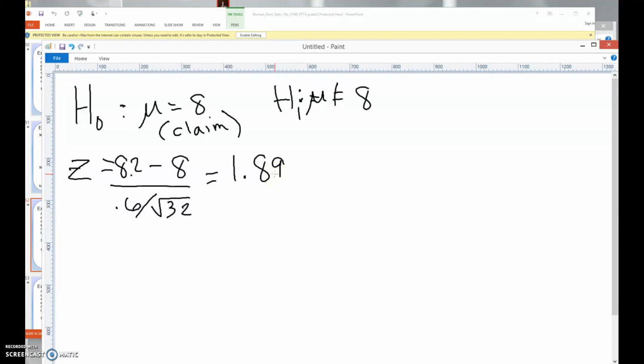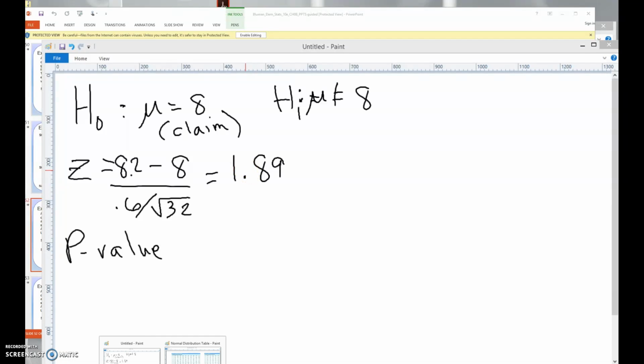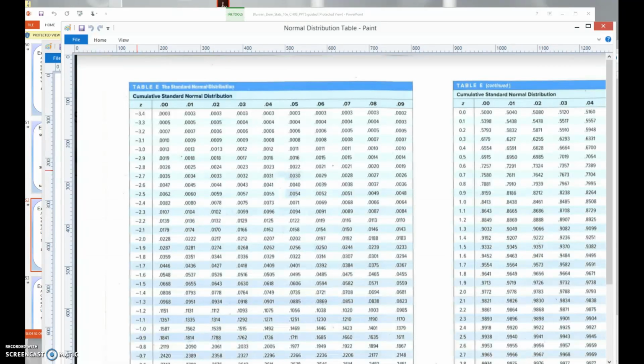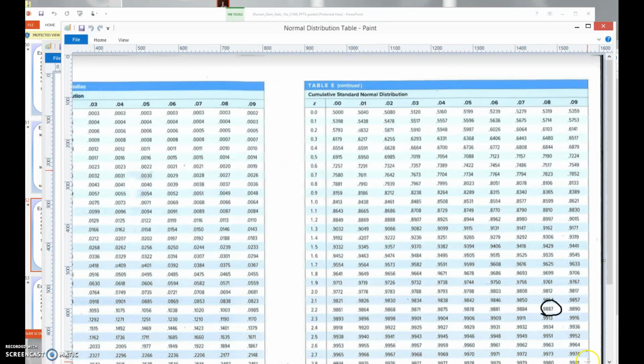Okay? Next is to find the p-value. The p-value means we take our z and find the probability that that's going to happen. Using our normal distribution table, table E, we're going to find that p-value. So I'm looking for 1.89. It should be over here, 1.89, right there. So 0.9706.